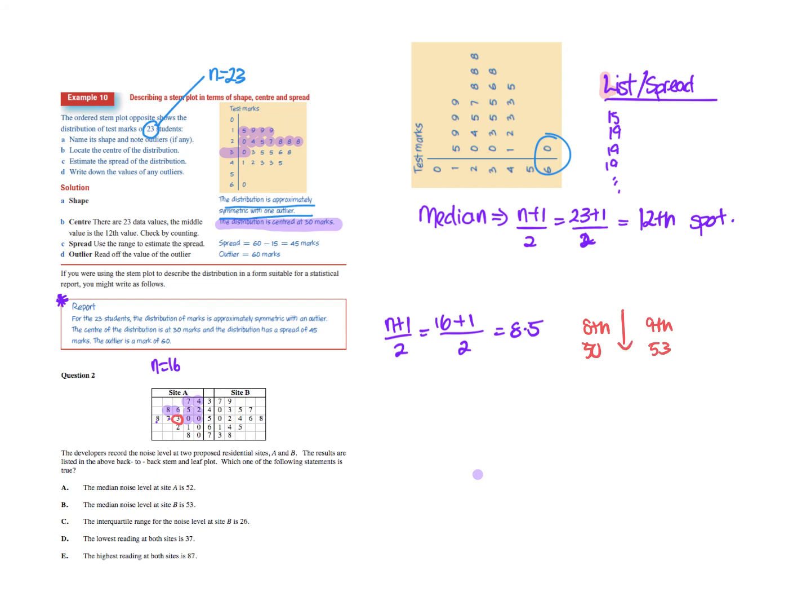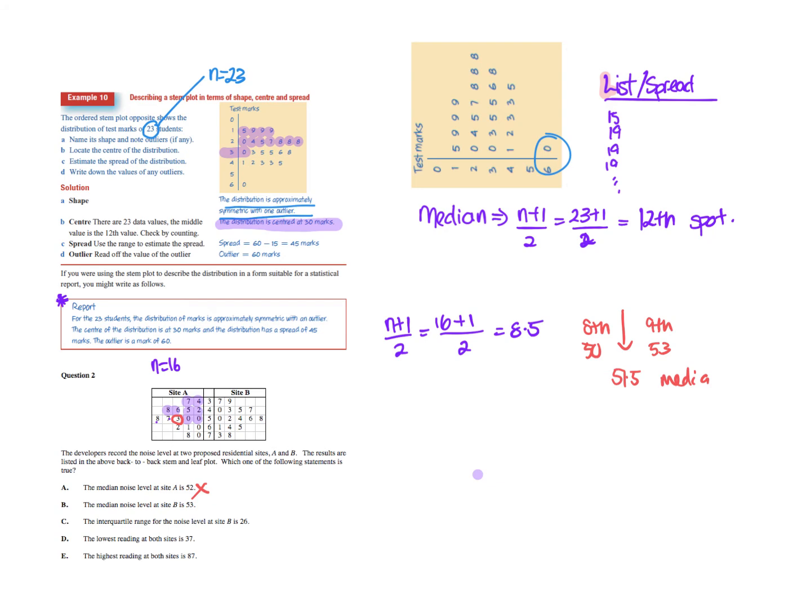So what's in between those two? Because remember, it's in between those two. So what comes in between 50 and 53? It would be 51.5, wouldn't it? So 51.5 is the median for A. So we have, which of the following is true? So that is not true.